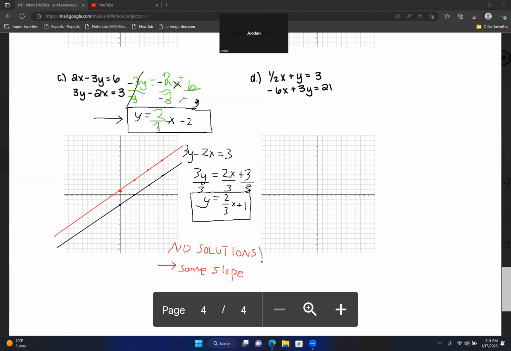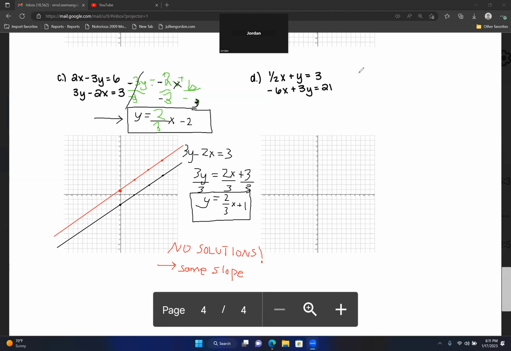That's the same idea. Solve for y, graph them, check the solution. Any questions on that one? See, the slope there is 2 over 3, and the slope here is 2 over 3. So we expect them to be parallel lines. Okay. All right, D.